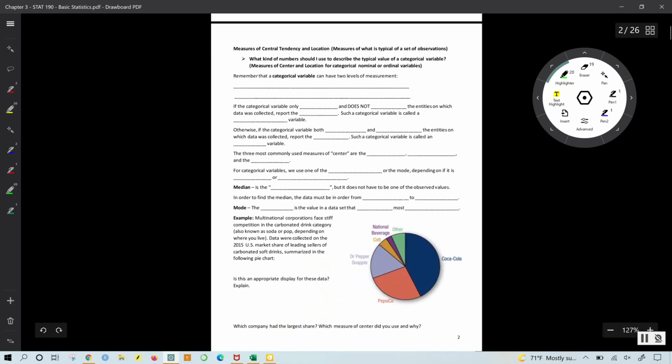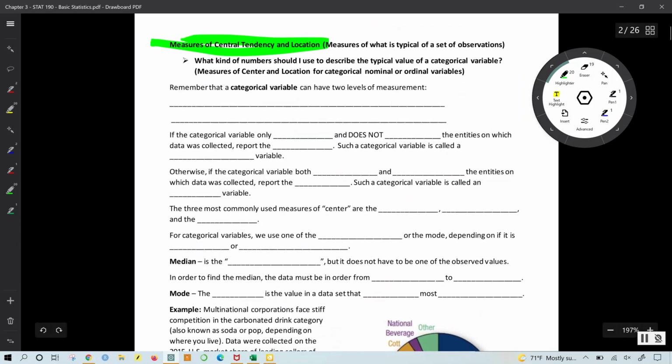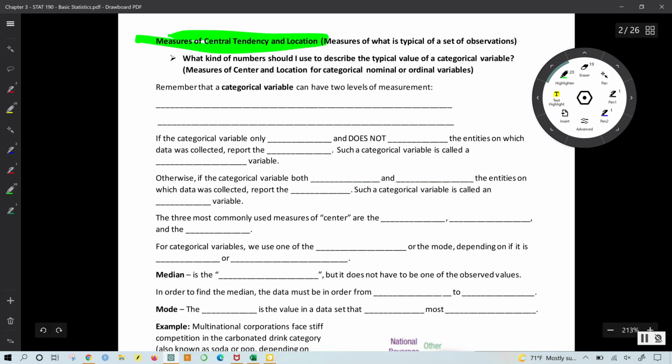On page 2 of your notes, we begin by talking about measures of central tendency. When we talk about measures of central tendency, we're talking about what number can be used to represent a bunch of numbers, or, put another way, a number that is typical of the whole bunch of numbers. So, without any further ado, we want to answer the first question here. What kind of numbers or values should I use to describe the typical value of a categorical variable?